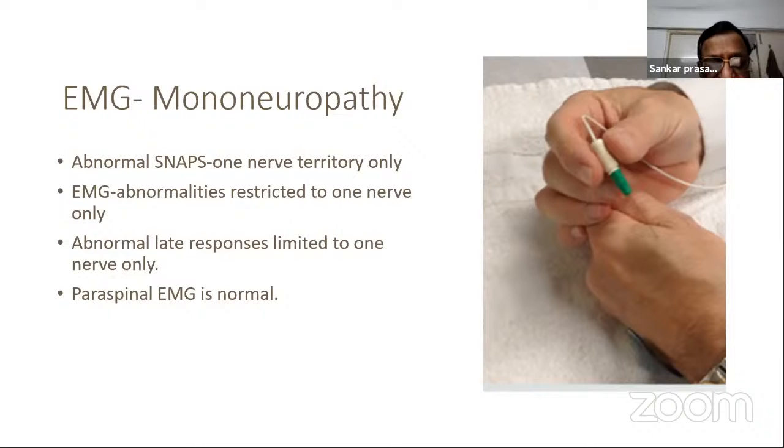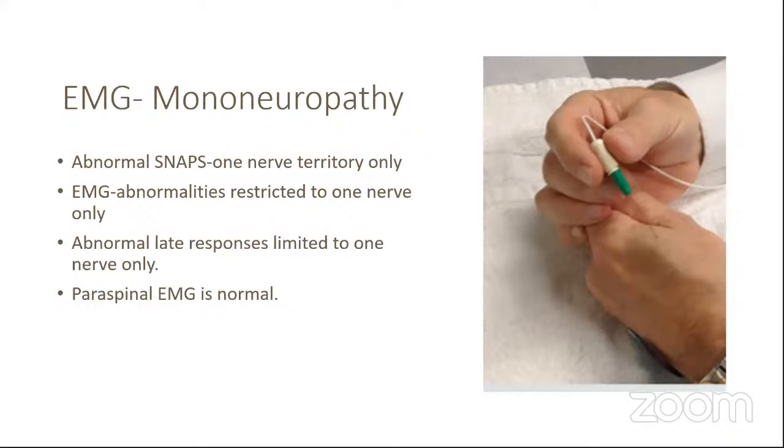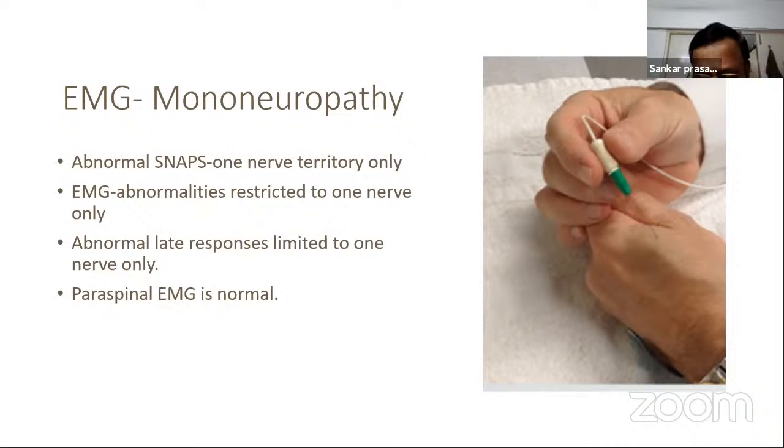Why should we do paraspinal muscle? Yes, somebody can explain. Root involvement, sir. Root involvement. So how is the plexus formed? Just tell me. Dorsal root, ventral root. How is the plexus formed? Yes. Combination of various nerves. It's not like that. You have to tell correctly.